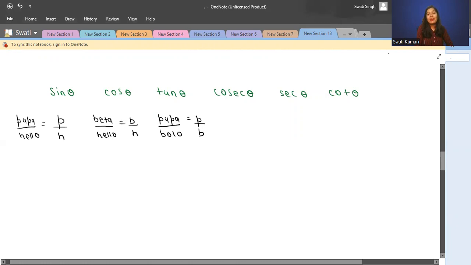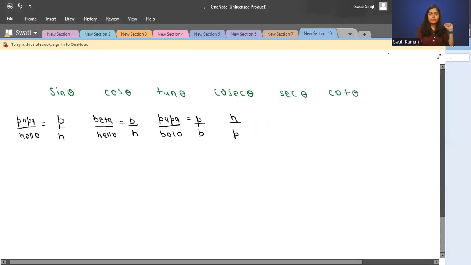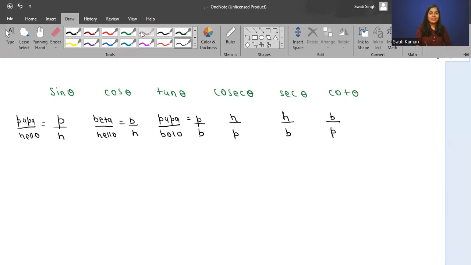I know this is very funny for some of you, but yes, this is what I had learned in my school. So I'm just sharing this with you all. Because you have understood that this is same as Papa Hello, Beta Hello, Papa Bolo, which is same as P upon H, B upon H, and P upon B, for cosec theta, sec theta, cot theta, you don't have to do any trick, because if you already know the formula of sine theta, which is Papa Hello, which is P upon H, you just need to reciprocate it. So H upon P, H upon B, and B upon P. So this was basically a trick for all of you.